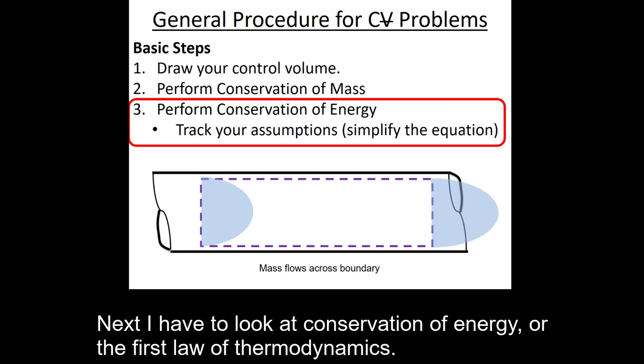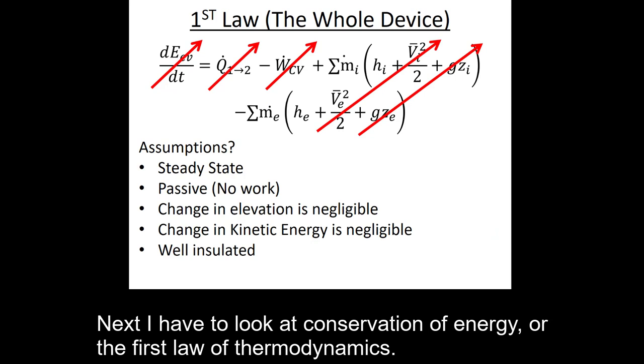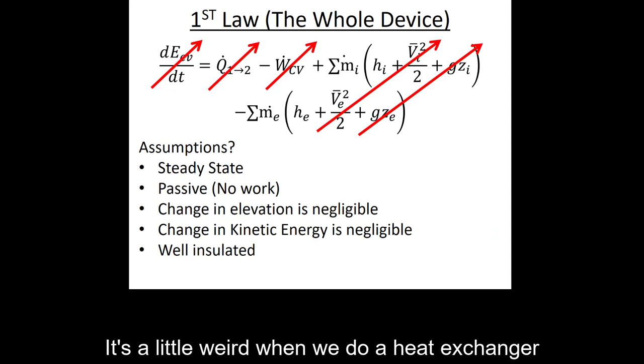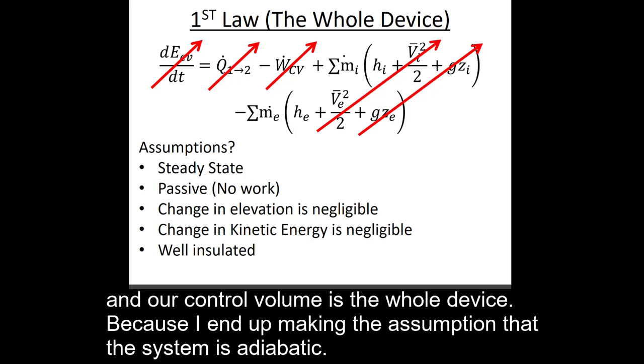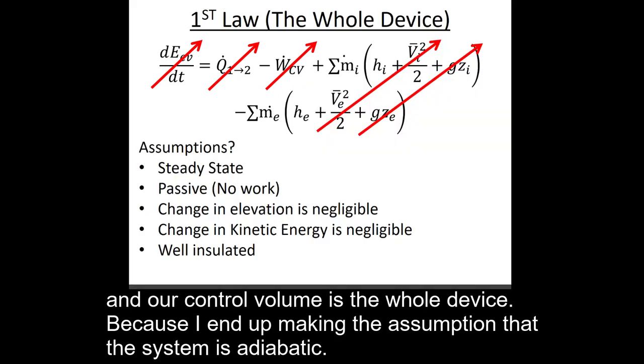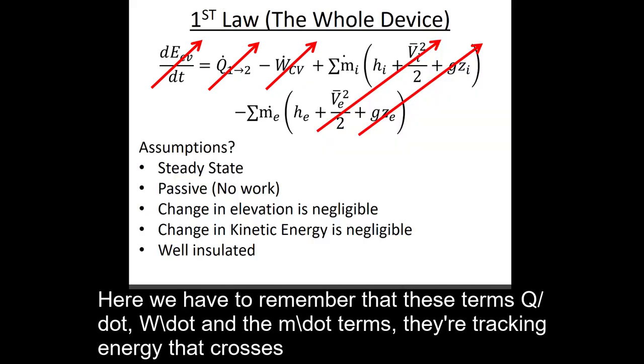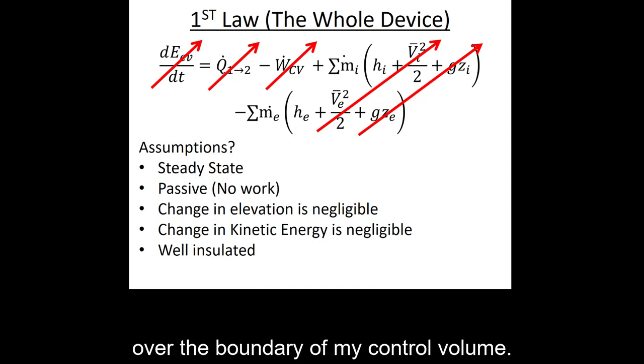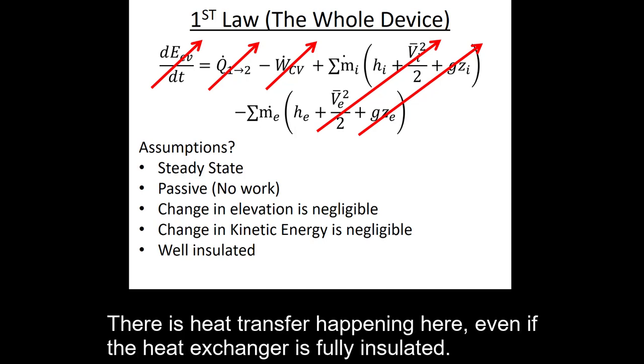Next, I have to look at conservation of energy, or the first law of thermodynamics. It's a little weird when we do a heat exchanger and our control volume is the whole device, because I end up making the assumption that the system is adiabatic. Here we have to remember that these terms, Q dot and W dot and the m dot terms, they're tracking energy that crosses over the boundary of my control volume. There is heat transfer happening here, even if the heat exchanger is fully insulated.